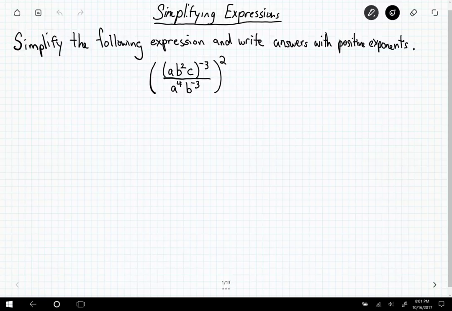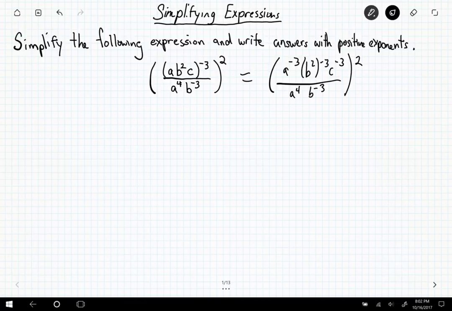So this whole quantity is equal to, let's work with that first set of parentheses. You'll have a to the negative 3 power, b squared to the negative 3 power, and then c to the negative 3 power. And all that is over a to the fourth, b to the negative 3 power, and we're squaring this whole quantity.